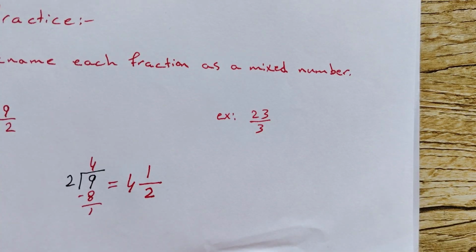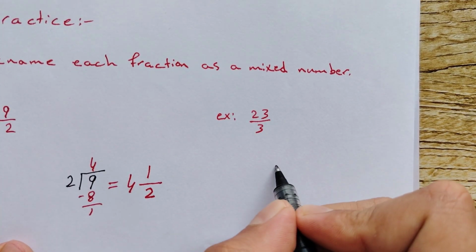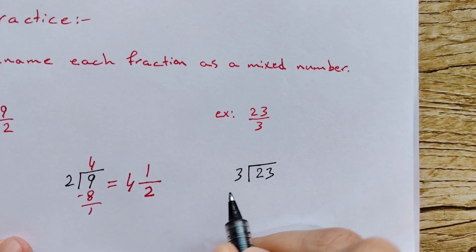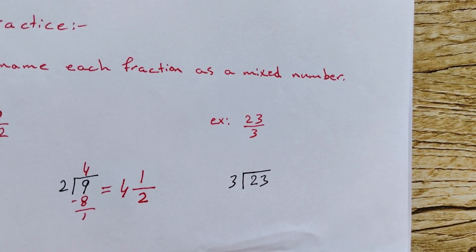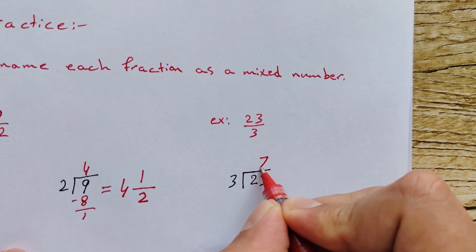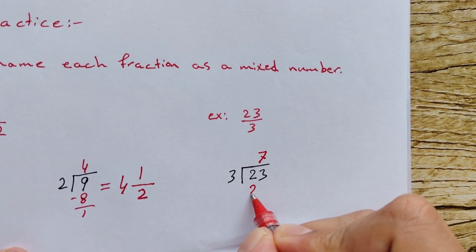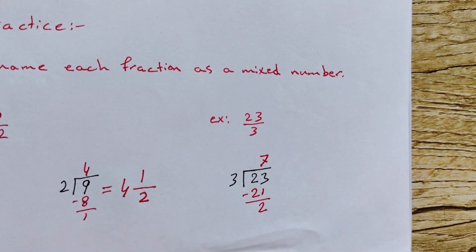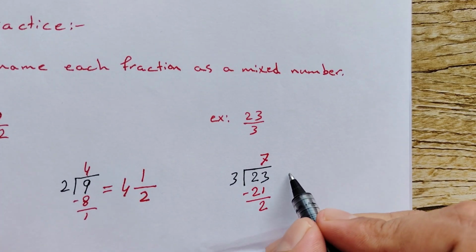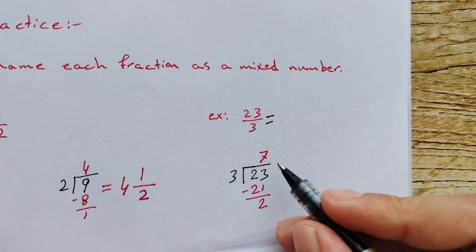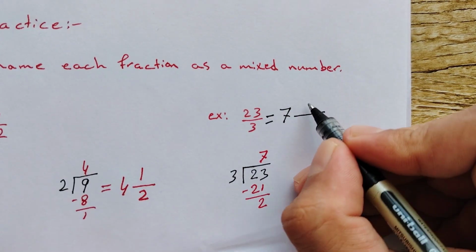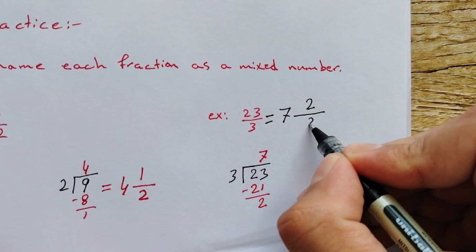Okay, same as that one. I'll divide it here. 23 divided by 3. Now the closest multiplication of 3 that's equal or less than 23 is 7. 7 times 3 will be 21. When we subtract it, the remainder will be 2. Now when we write that one, the whole number will be 7 because it's the quotient. The remainder is 2 and the denominator will be 3.